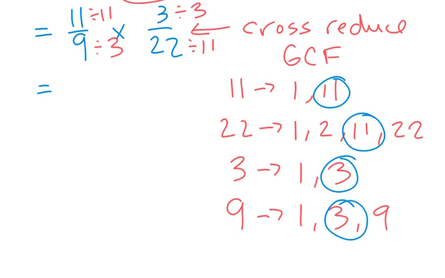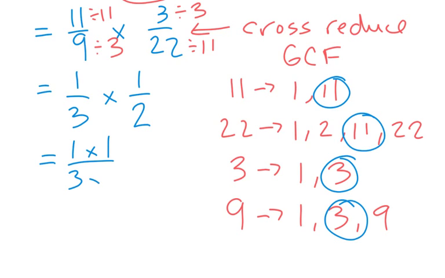So 11 divided by 11 is 1. 9 divided by 3 is 3. 3 divided by 3 is 1, and 22 divided by 11 happens to be 2. At this point, you can go ahead and just multiply the numerators and denominators. So 1 times 1 over 3 times 2. 1 times 1 is 1, and 3 times 2 is 6. And 1 over 6 is our final answer.